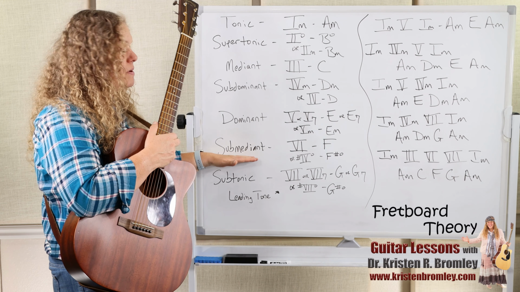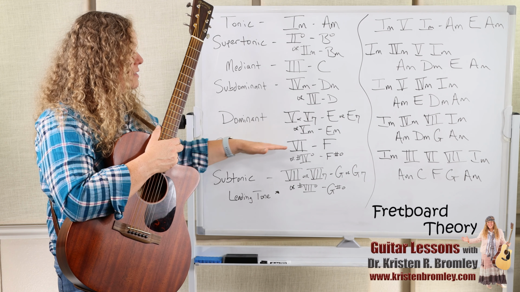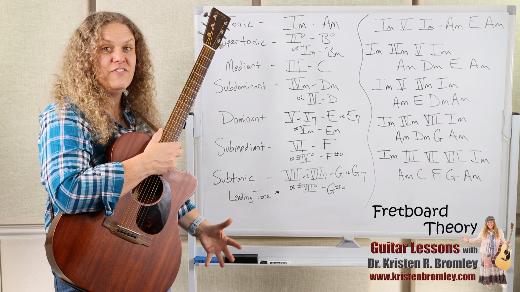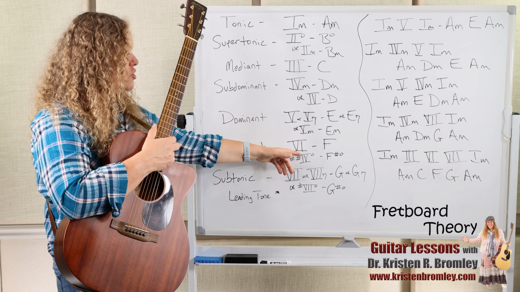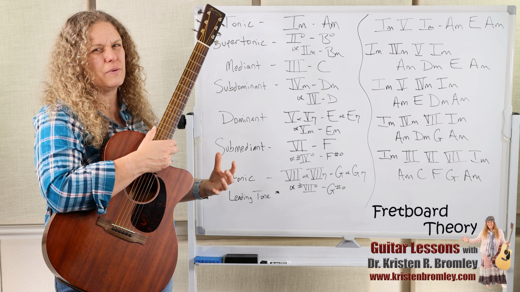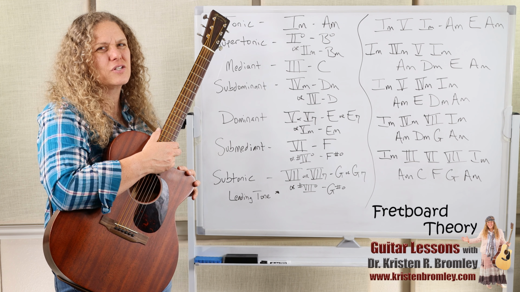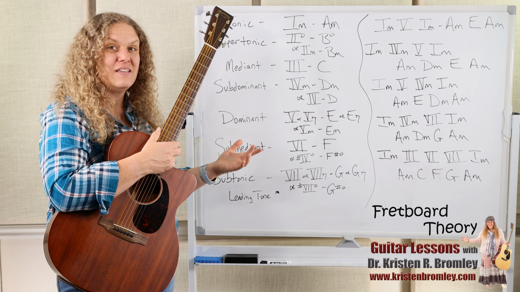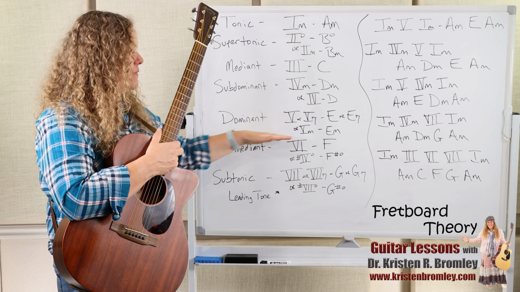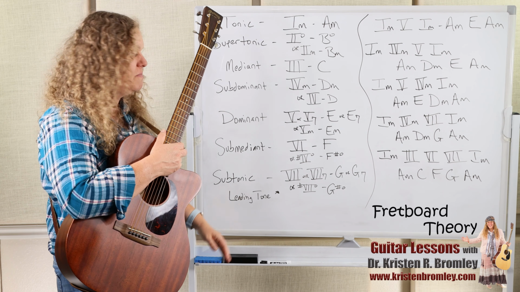And then we have the submediant. Now with the submediant, that's our sixth chord, and it's an F, although we could have a sharp sixth chord and get that F sharp diminished. Highly rare to actually bring that in, but it is an option that does exist. But usually we're just using the F major chord there.